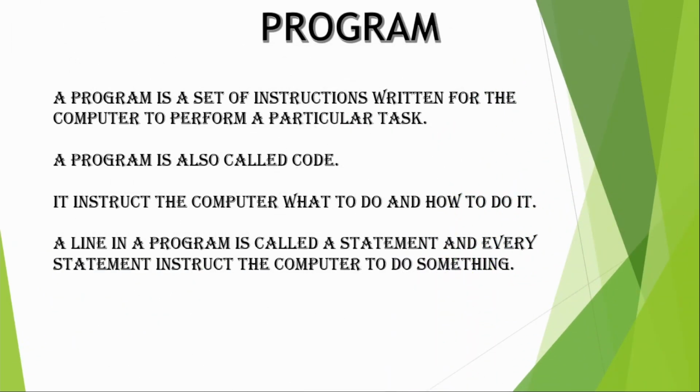Before starting Small Basic, I will tell you what a program is. A program is a set of instructions written for the computer to perform a particular task. Suppose we have to add two numbers, so we have to write a few lines of code. This is called a program. A program is also called code. It instructs the computer what to do and how to do it. A line in a program is called a statement, and every statement instructs the computer to do something.